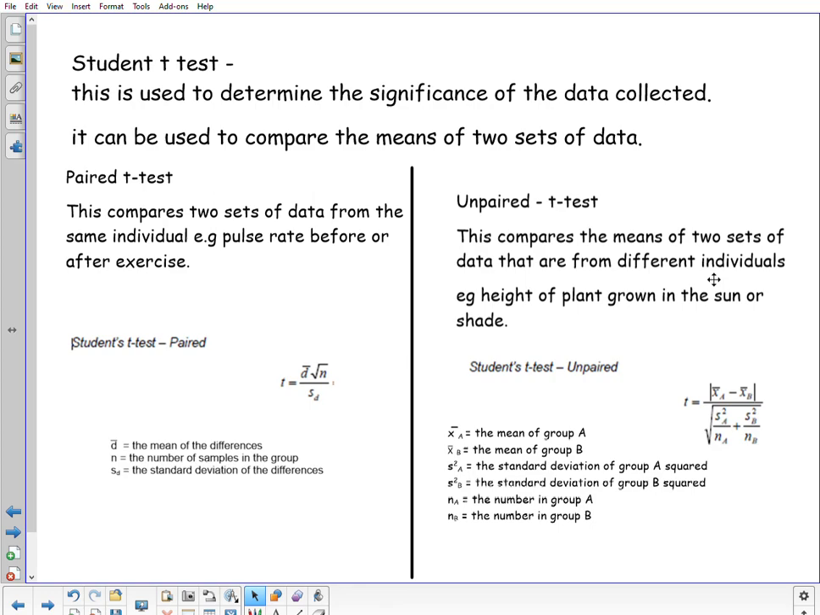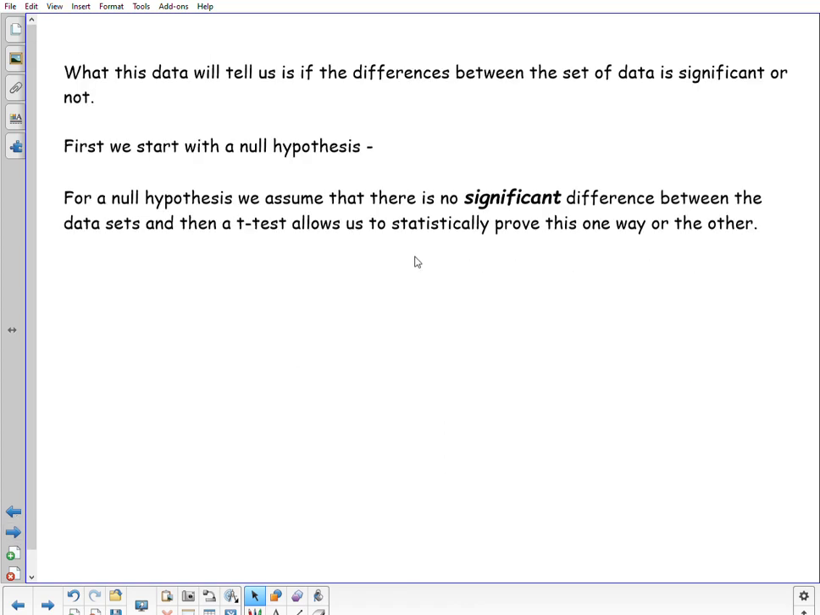So let's start by having a look at the paired student t-test. So before we start this, we have to come up with what we call a null hypothesis. Now, for those of you that do psychology, you may have come across the null hypothesis before. And essentially, what a null hypothesis is, we assume that there is no significant difference between our data sets. Any differences are just due to chance.